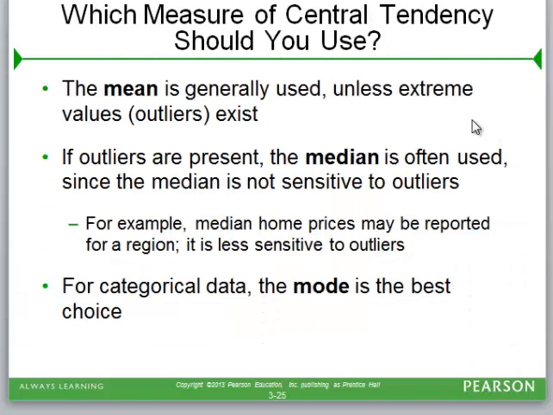Okay, so which method of central tendency should we use? The mean is generally used unless extreme values exist, because that will affect your mean and make it not representative. If outliers are present, then the median is often used, since the median is not sensitive to outliers. And for categorical data, grouped data, the mode is the best choice.